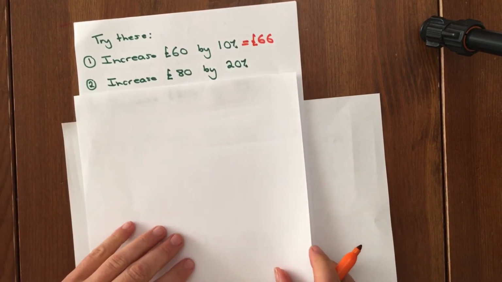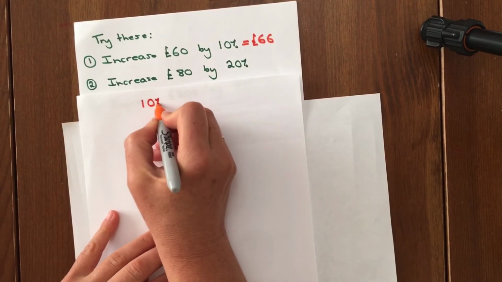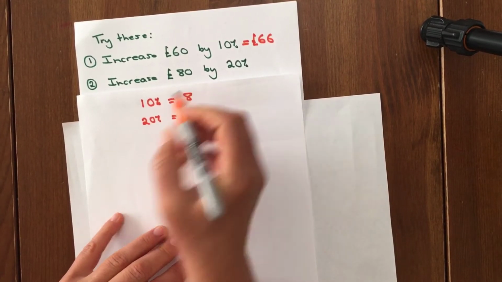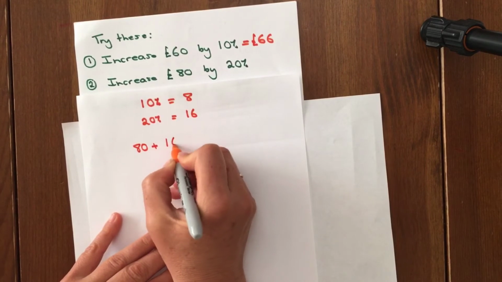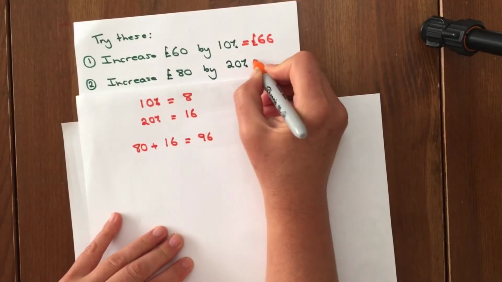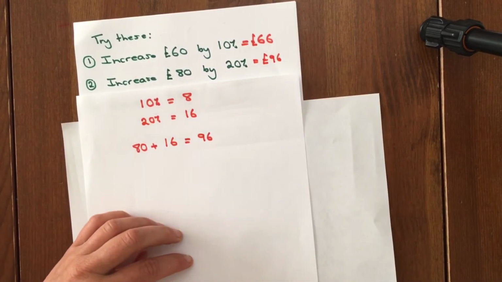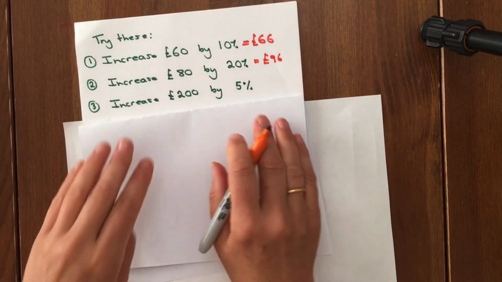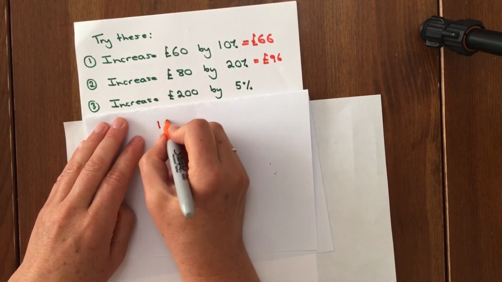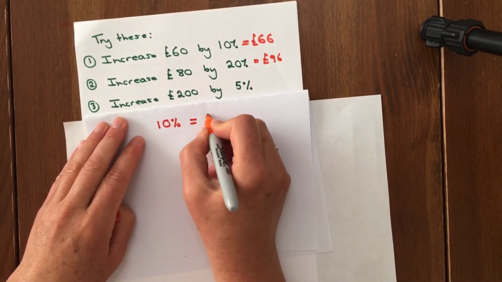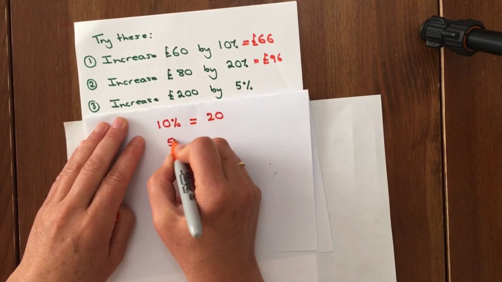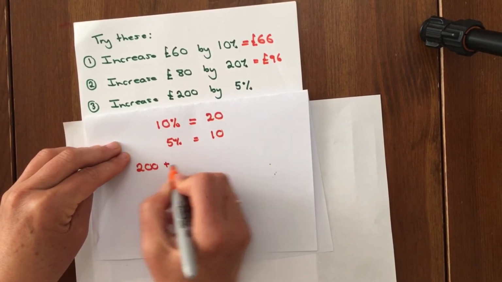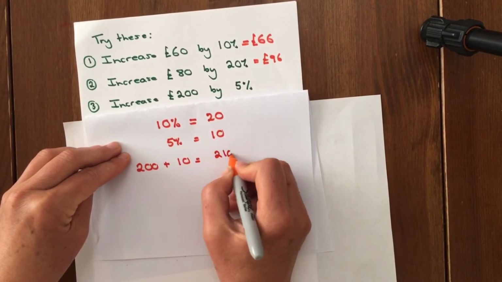Okay, the second one. So if I find 10%, I get 8. I've got to double it to find 20%. I'm increasing 80 by my 20%, so I get £96. Okay. And then the last one, I want to increase £200 by 5%. I find 10%, which will be 20, divided by 10. Find 5%, half of 10%. So increase 200 by 5%, I get £210.